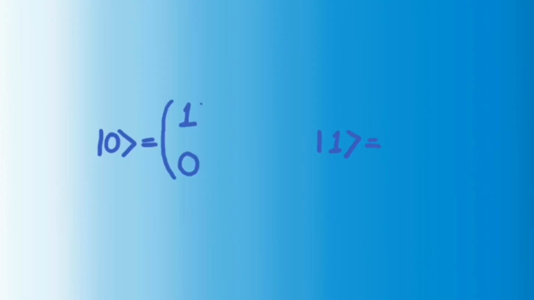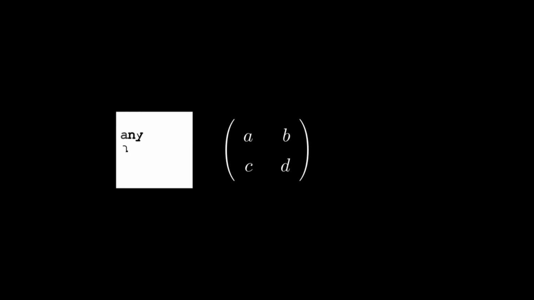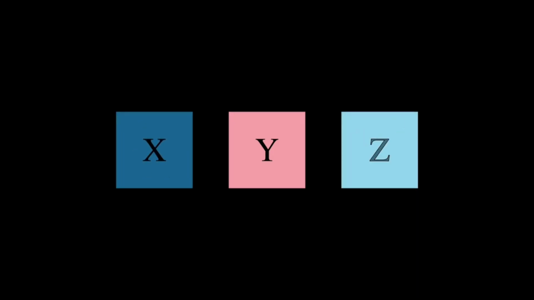In quantum computing, quantum bits or qubits are represented in the form of vectors, and any arbitrary gate is represented in the form of a matrix. Some of the gates used in quantum computing are the Y gate, the X gate, and the Z gate. These are collectively called the Pauli operators. Each has its own matrix representation.